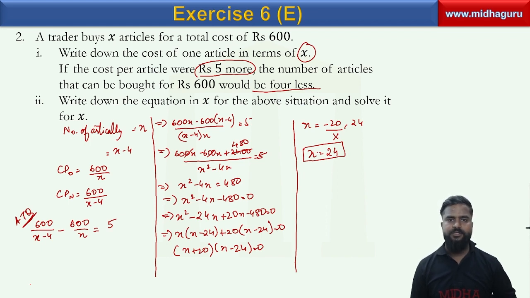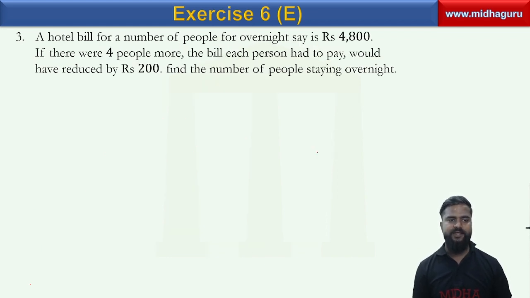Let's move on to the next problem. Next question says a hotel bill for a number of people for overnight stay is rupees 4800. If there were 4 people more, the bill each person had to pay would have reduced by 200. Find the number of people staying overnight.